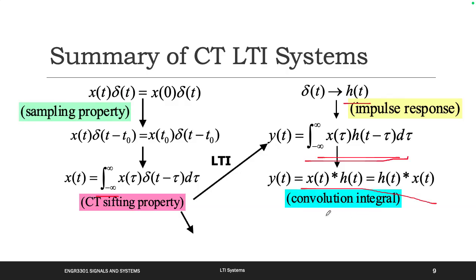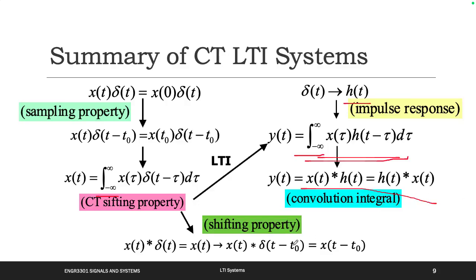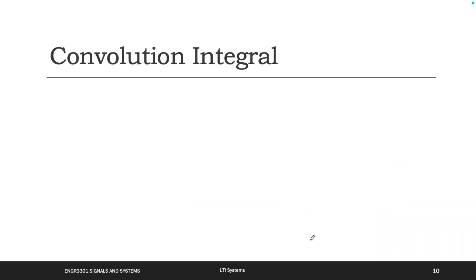Yeah, and we name it convolution integral because they use an integral. And for the DT, it's called convolution sum. And for the CT, it is called convolution integral. Any question so far? Actually, it's very similar. And then we have this property. This is the shifting property, similar to DT. Any questions so far?